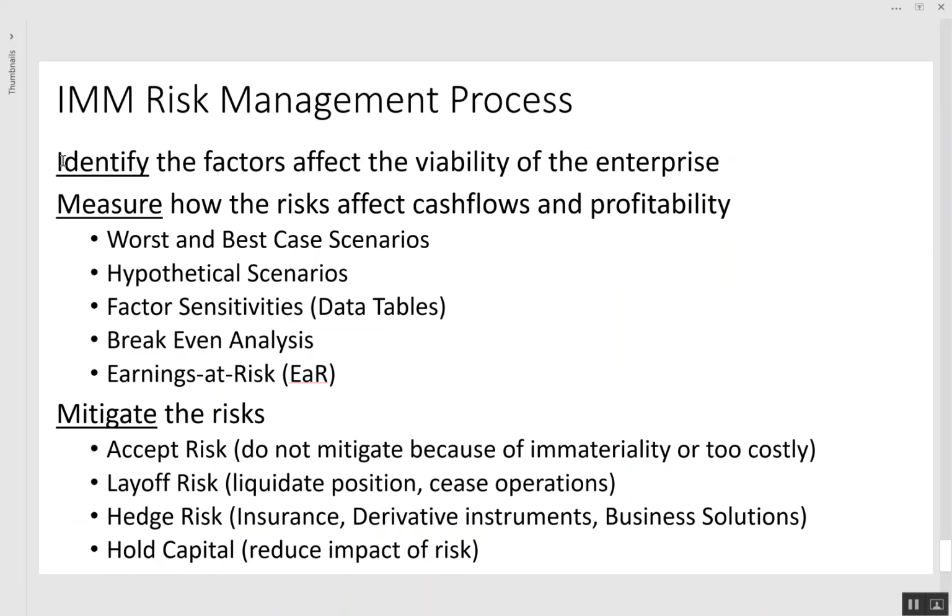So again, the process: this analysis we did allowed us to identify what our exposures are, and measure how those exposures affect cash flows and profitability. The next topic, we'll talk about how we can then mitigate the risk. We've identified what we're exposed to. We know how big the losses could be. Now it's a matter of, do we accept the risk and do nothing? Do we lay off the risk? In other words, go home and cease operations? Do we hedge the risk with things like insurance or derivative contracts? Or do we just hold capital? In other words, we just hold a cash cushion just in case things go bad and we need to draw more money. So all of these will be discussed in the next topic.